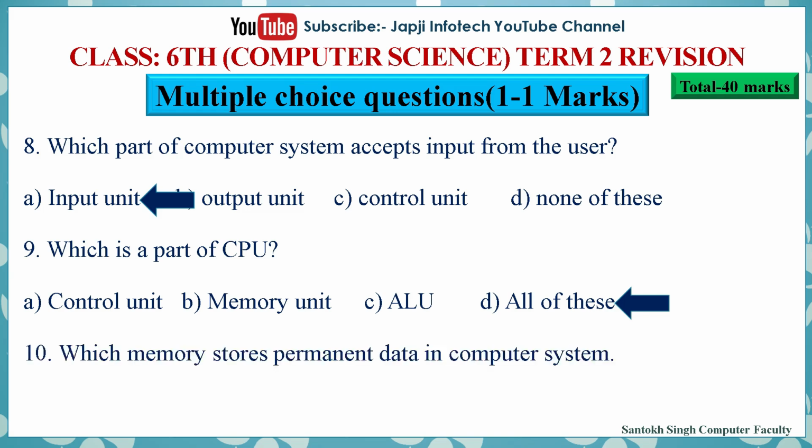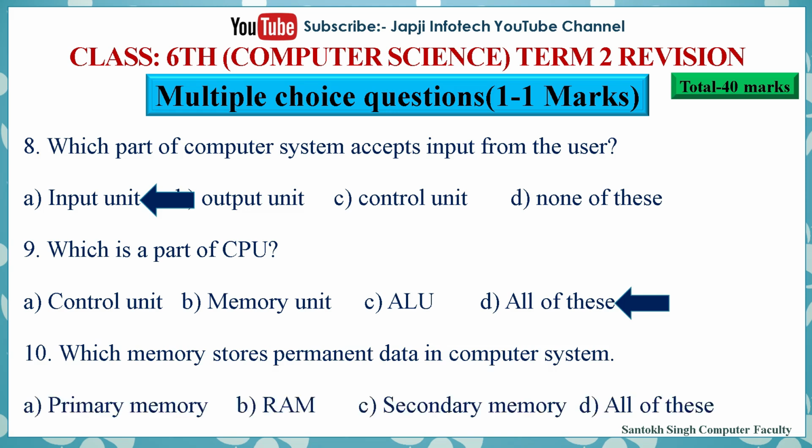And the 10th one is: which memory stores permanent data in computer system? And the options are primary memory, RAM, secondary memory, and the last one is all of these. And the right answer is: secondary memory stores permanent data in a computer system.